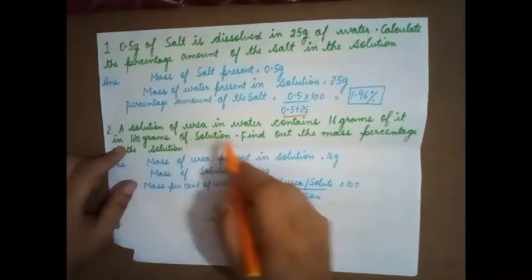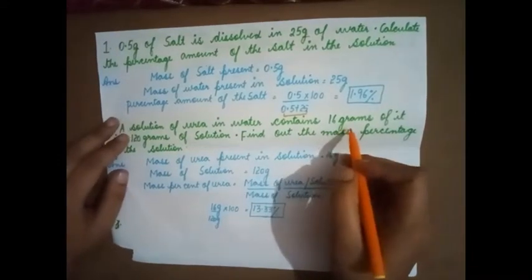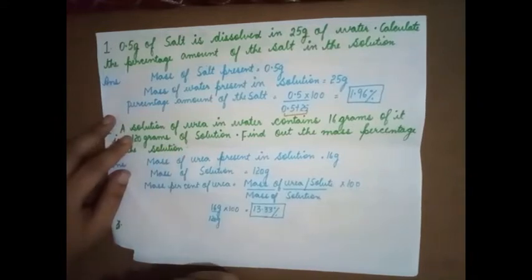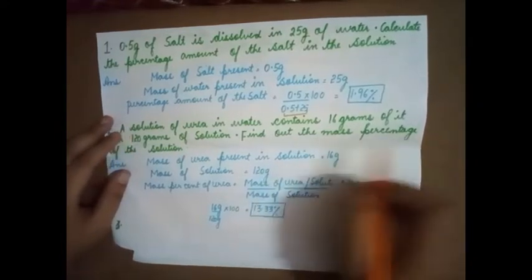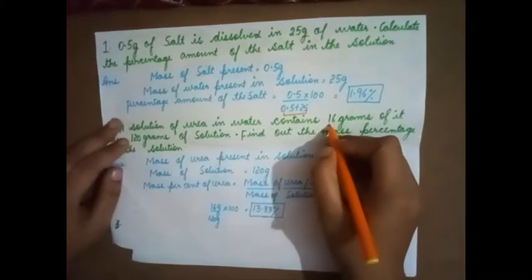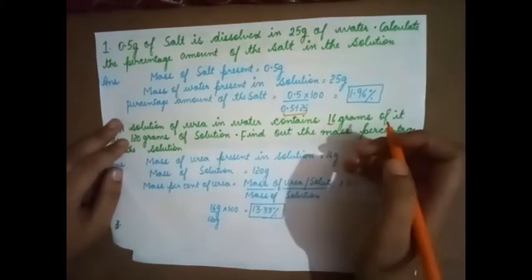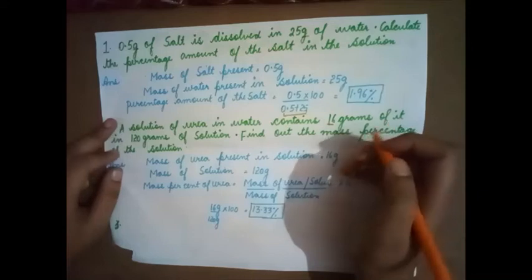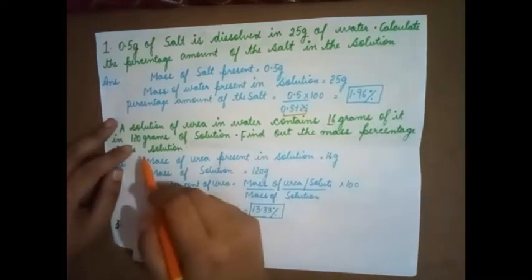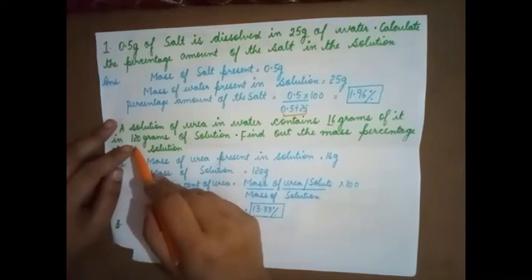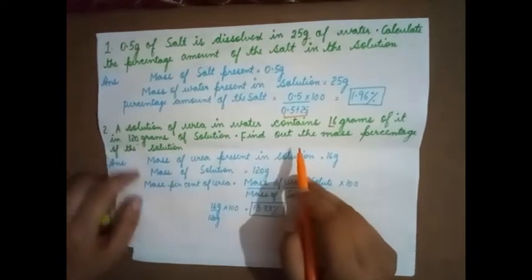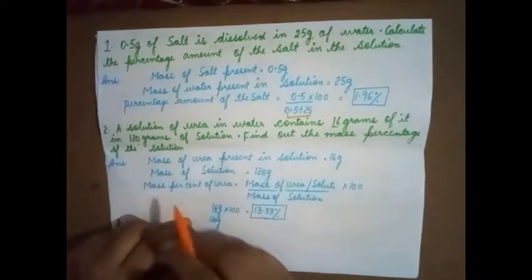A solution of urea in water contains 16 grams of it in 120 grams of solution. Find out the mass percentage of the solution. Here class, they have given urea. The solution of urea in water contains 16 grams of it, so urea is the solute over here. They are telling you the solution is 120 grams. So find out the mass percentage of the solution.